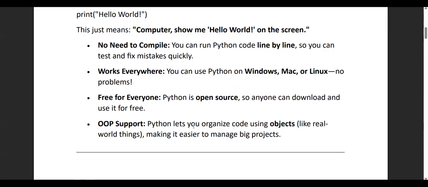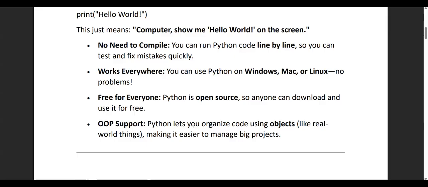The next one is free for everyone. It is open source. Python is completely free. You don't need to buy any license. Anyone can download it, use it, or modify it. And the last one is object oriented programming. Python supports object oriented programming, which is also known as OOPS. OOPS helps us organize programs using objects.